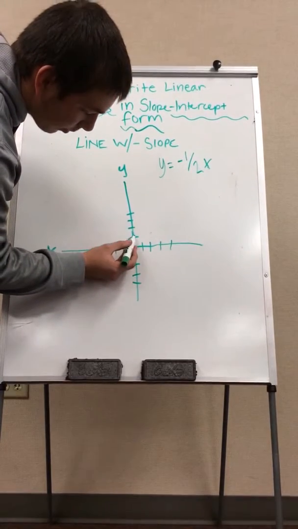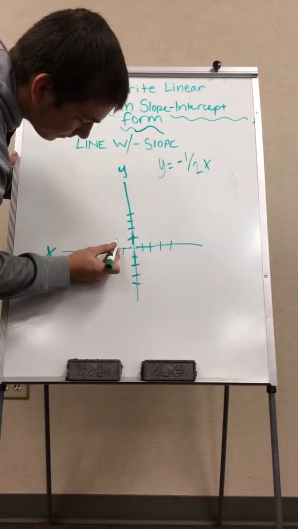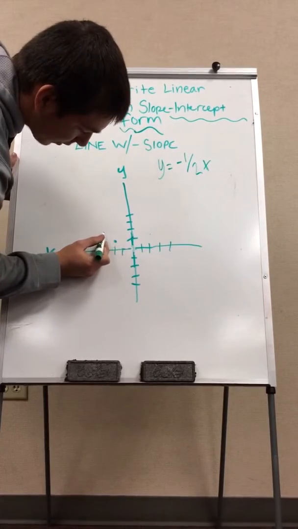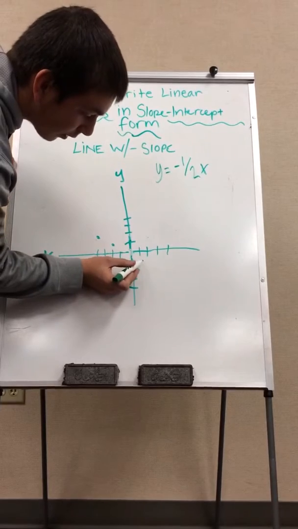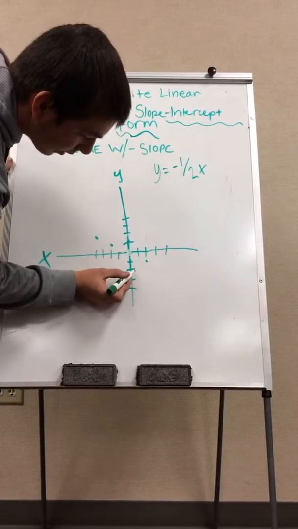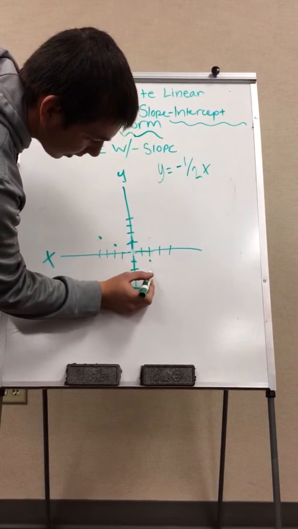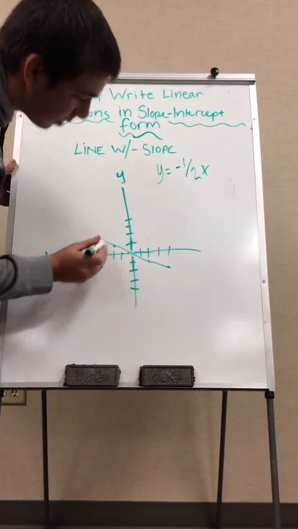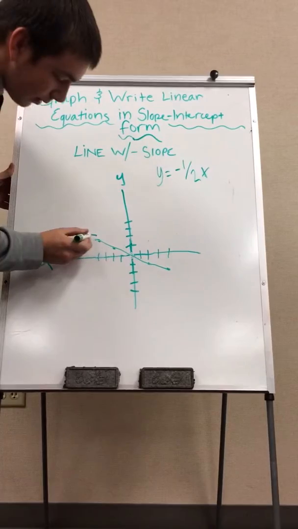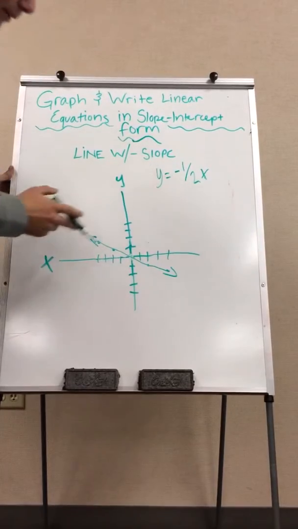So it's up 1 over 2 to the left. And it's going to be the same going down, down 1 over 2 to the right. And you're just going to connect your line, and that's your line with negative slope.